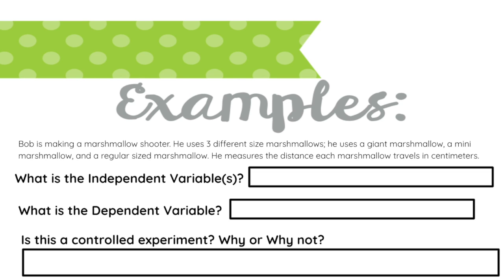He uses 3 different size marshmallows. He uses a giant marshmallow, a mini marshmallow, and a regular sized marshmallow. He measures the distance each marshmallow travels in centimeters. What is the independent variable? Go ahead and think now what you think the independent variable is, and then I'll reveal the answer. So hopefully you're thinking size of the marshmallow, because he has 3 different sizes.